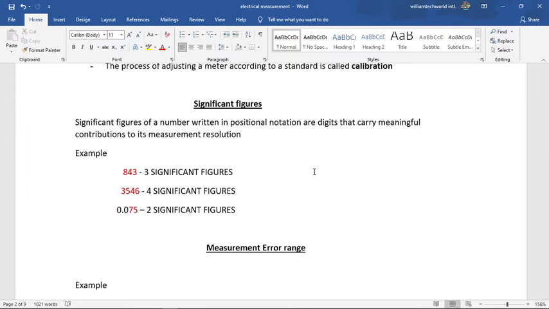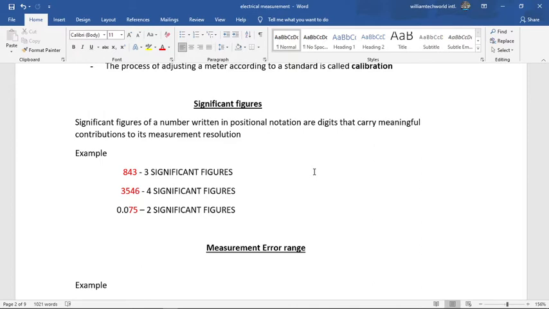As you can see from the lecture notes, significant figures of a number written in positional notation are digits that carry meaningful contribution to its measurement resolution. So significant figures, as the word implies, are figures that are significant. They are figures that are relevant in the measurement process. So now we're going to see some examples, because we might be using them in the calculations that we're going to be going through.